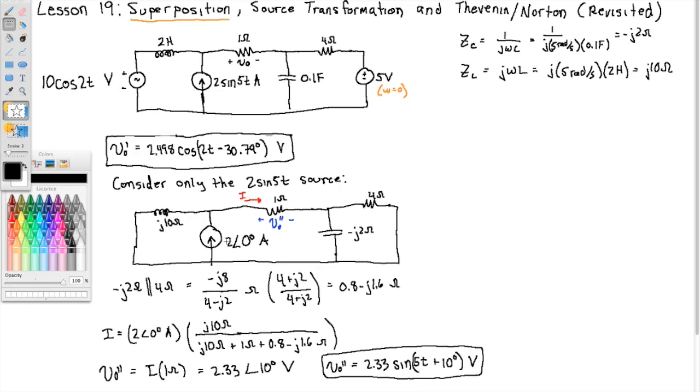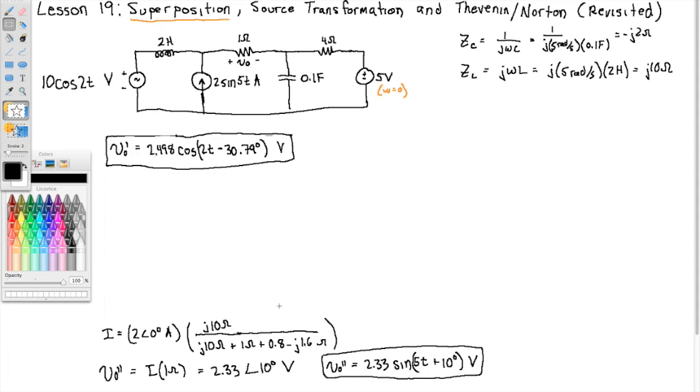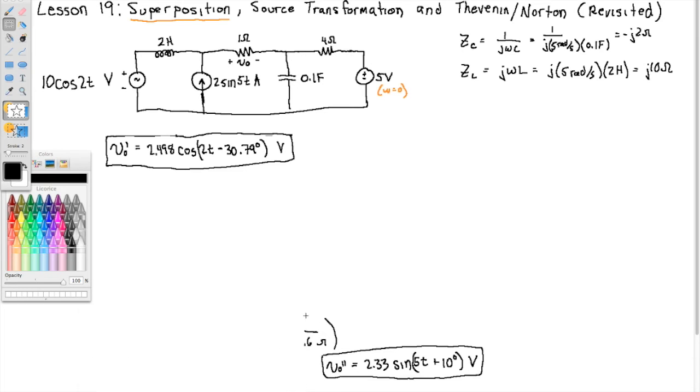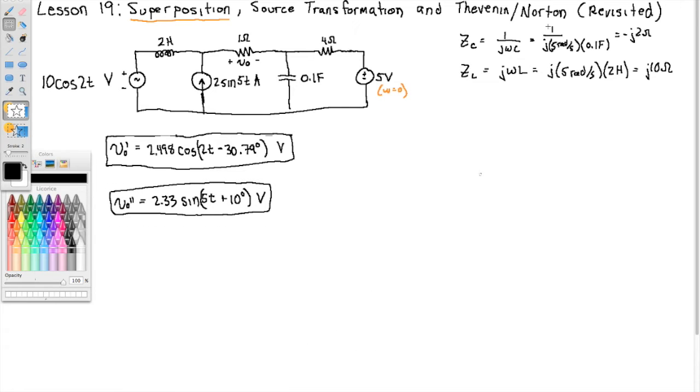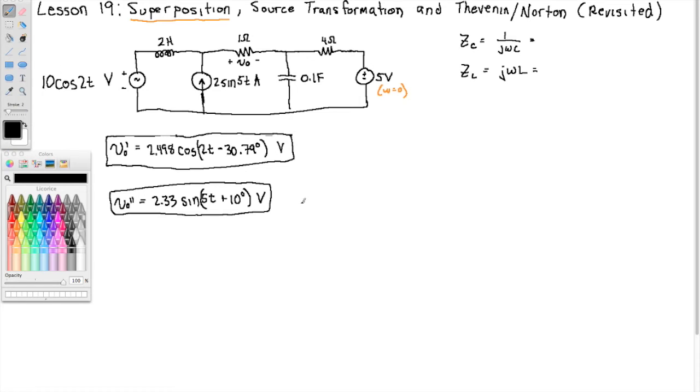Alright, again, feel free to pause this. And I'm going to erase this, make some space. This guy over here. Alright. Finally, let's consider only the 5-volt source, DC, right?